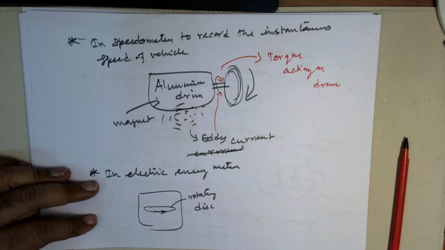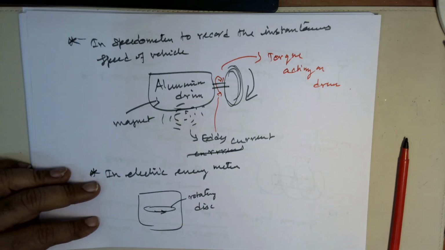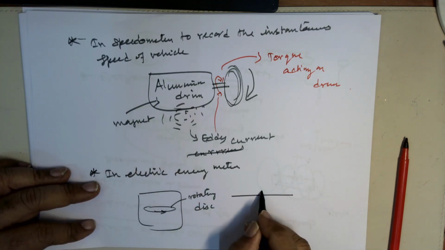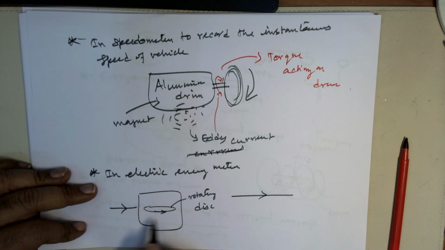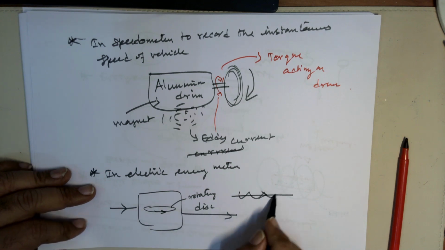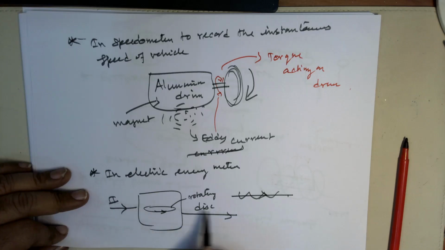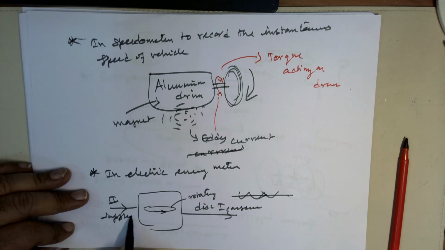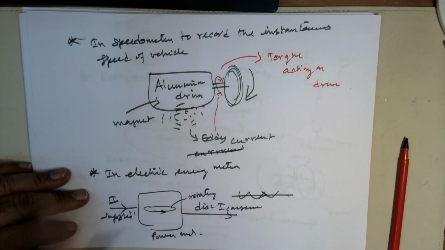Here the eddy currents are induced by the magnetic field produced by the AC flux. This is the input and this is the output, the current you are taking and the current consumed. This is the supply and this is the power meter. Based on the current it will produce the magnetic field, based on the magnetic field it will rotate, and based on the rotation the current can be monitored. Okay.